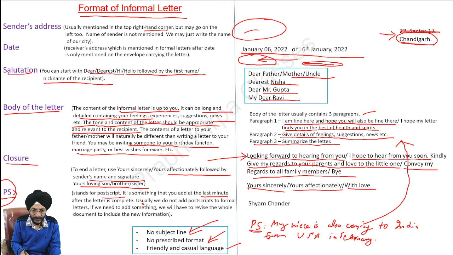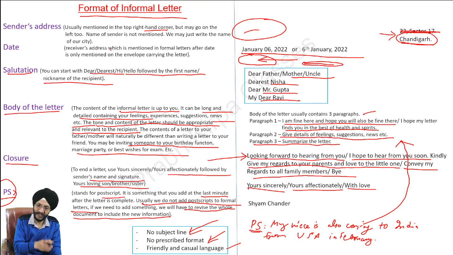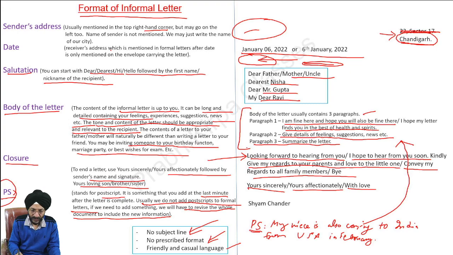But please note that usually we do not add postscripts in formal letters. In the case of a formal letter, we do not use PS normally. We will have to revise the whole document to include new information. If we want to add new information in the case of a formal letter, we have to revise the whole document. However, in the case of an informal letter, we can use PS, postscript, something you forgot to add in the main body part of the letter, or it struck your mind at the last minute after closing the letter or writing the complete letter.